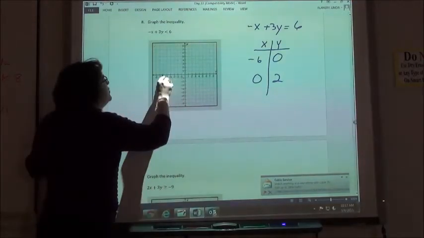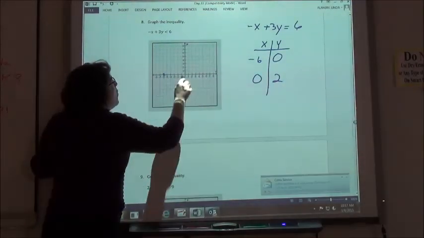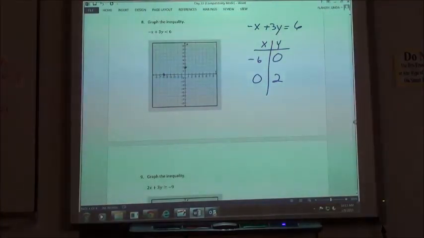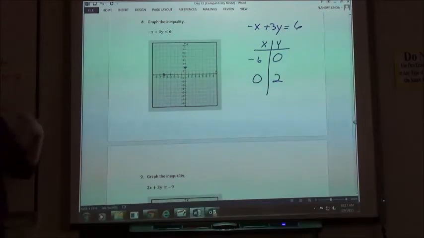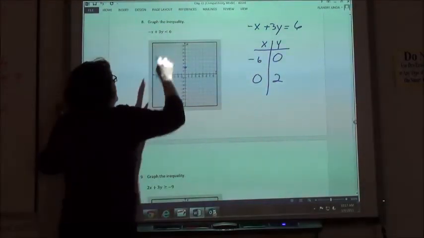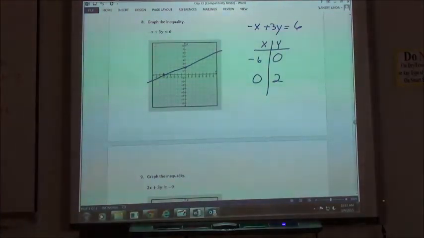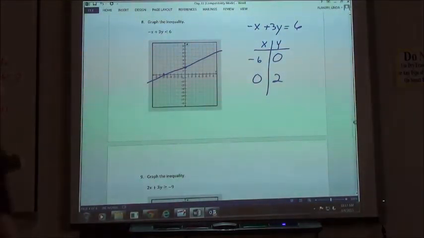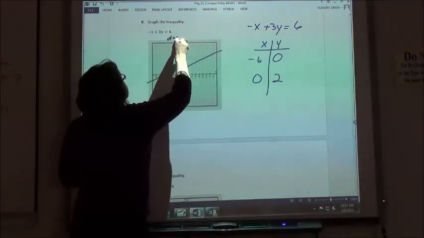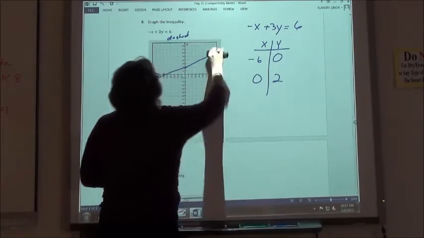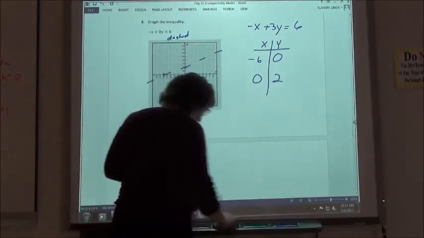So my x-intercept is negative 6. My y-intercept is positive 2. Again, on these, sometimes you do get fractions and you have to use the plot point tool and have the computer plot it. Then I draw my line. And I double check. Should my line stay solid or should I change it to a dashed line? It's going to be dashed. So I've got to make it a dashed line instead.